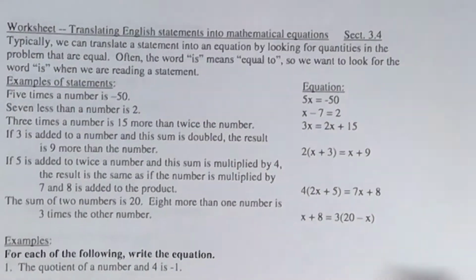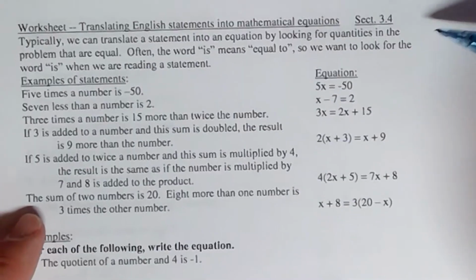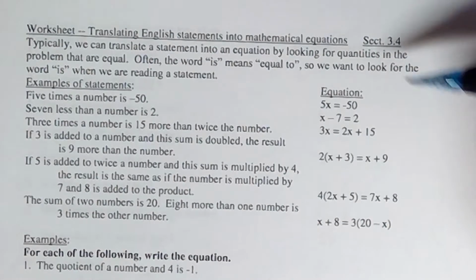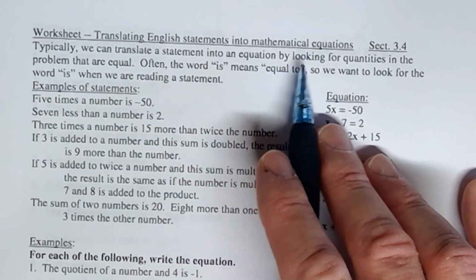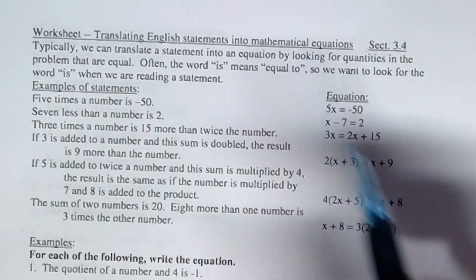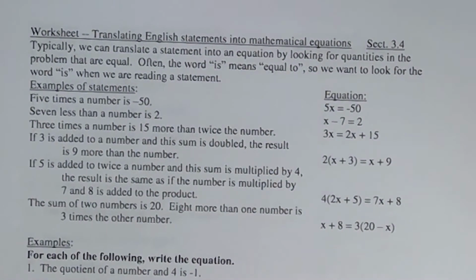This is the third page of the 3.4 section from your worksheet packet. It should say translating English statements into mathematical equations. All right. Basically, this page right here is exactly the same as the first 2 pages.